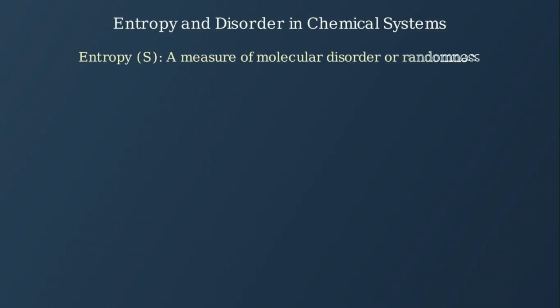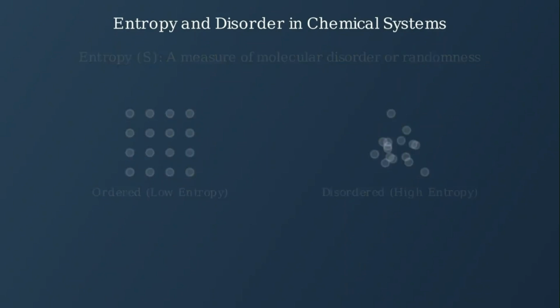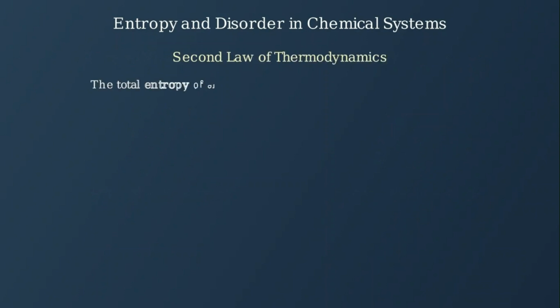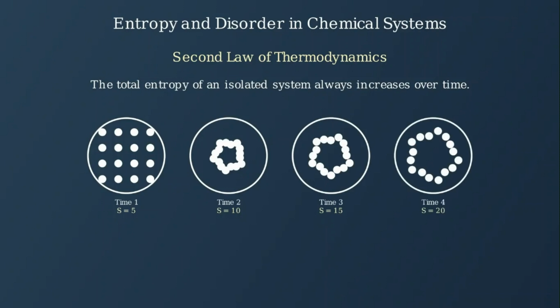Entropy is a measure of molecular disorder or randomness in a chemical system. We can visualize entropy by comparing ordered and disordered arrangements of particles. The second law of thermodynamics states that the total entropy of an isolated system always increases over time. As time progresses, molecular systems naturally move from ordered to more disordered states, increasing their entropy.